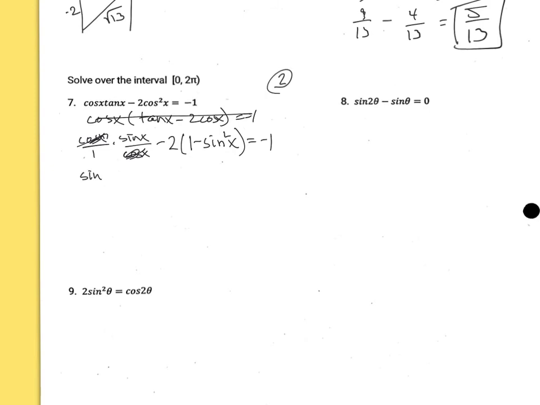So now we have the sine of x, and I'm going to distribute this, minus 2, right? And then plus 2 sine squared x, and then I'm going to bring this 1 over. So let's combine like terms and rewrite, putting this in the right order. So 2 sine squared x plus the sine of x, and then negative 2 plus 1 is a minus 1. And now we factor.